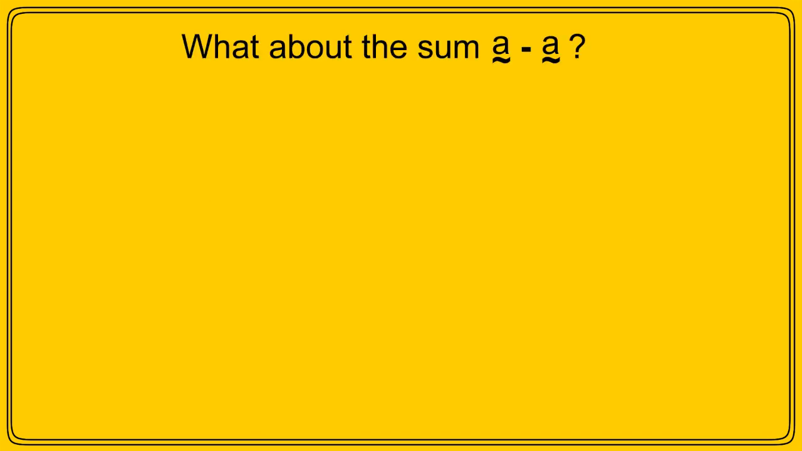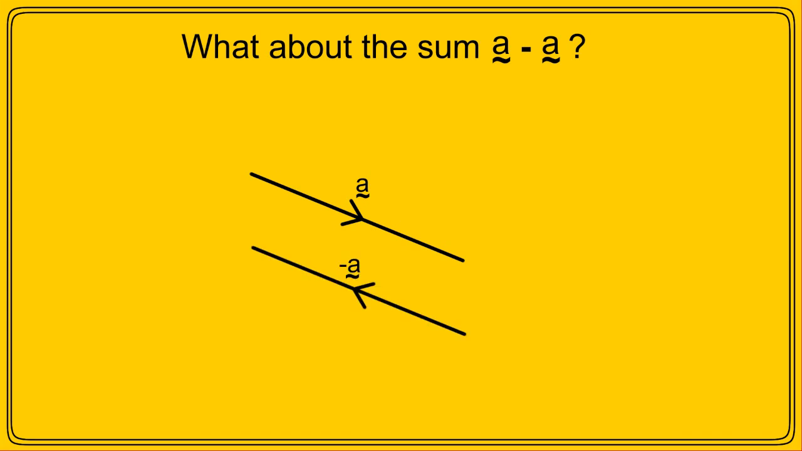But what about the sum vector A minus vector A? In other words, can we take a vector from itself? To do this, we do exactly the same as we did with vectors A and B. We add the inverse of vector A to the original vector A. So here's vector A and here's vector minus A.